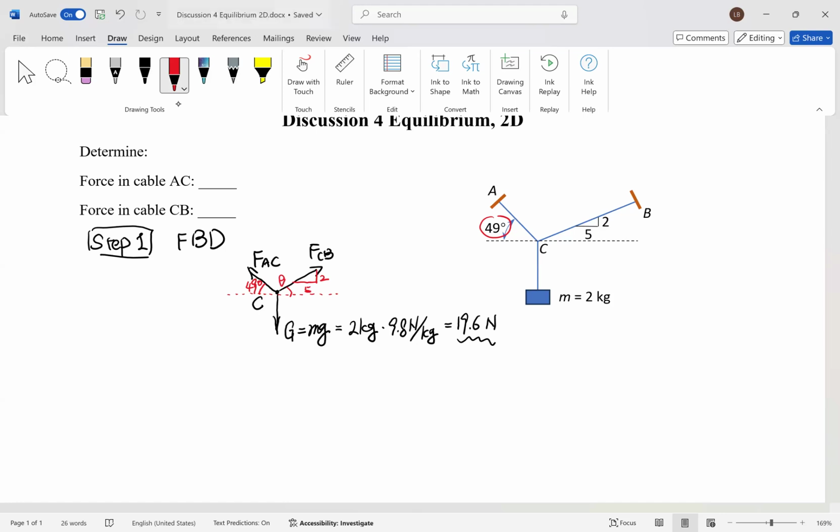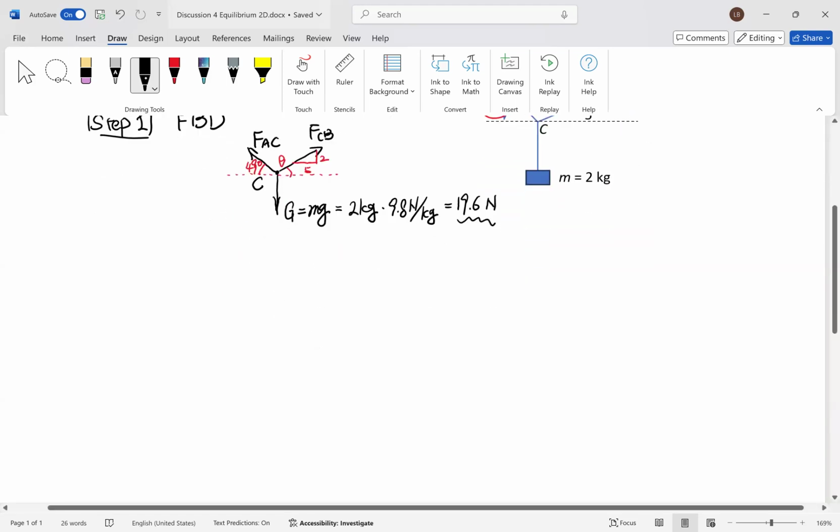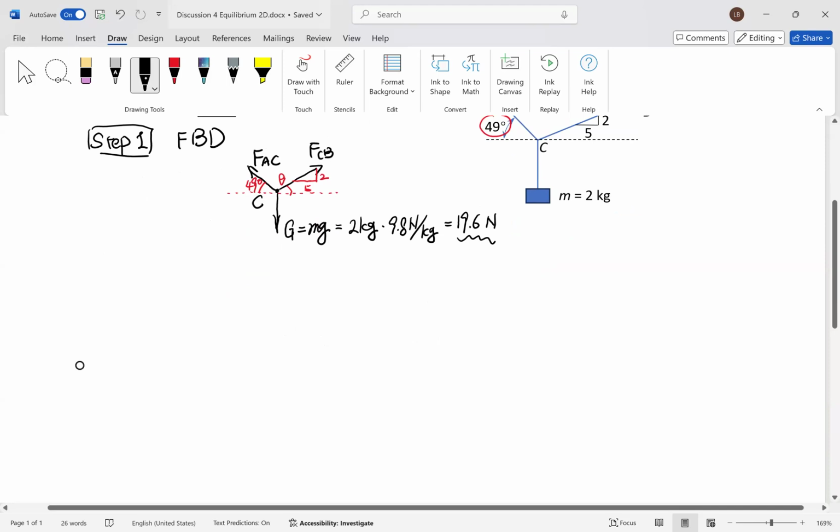Okay, so now we have gotten ourselves prepared, and we can go ahead to perform force analysis. And the second step is to establish the equations of equilibrium, right? Establish the equations of equilibrium.